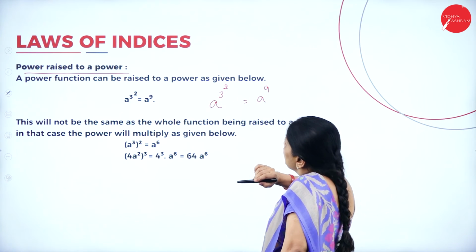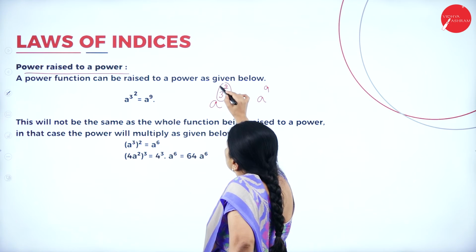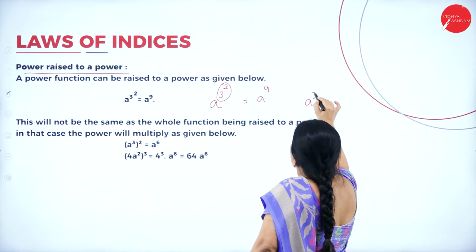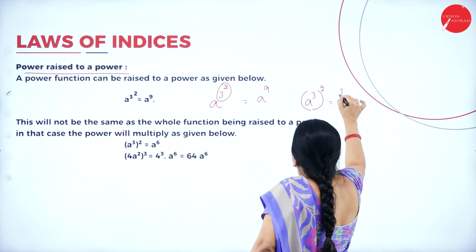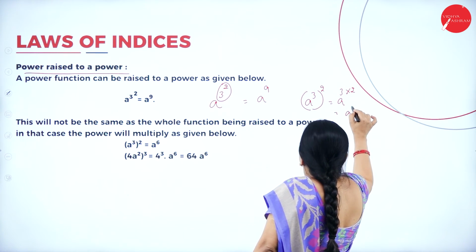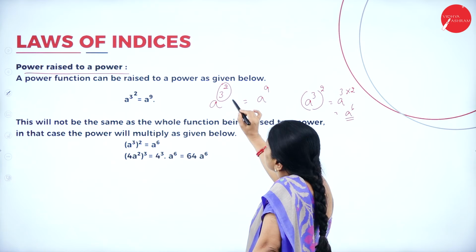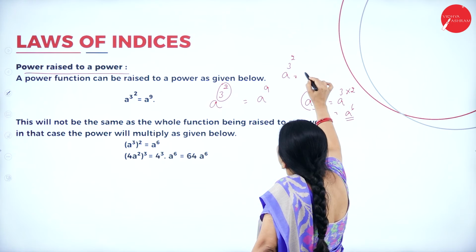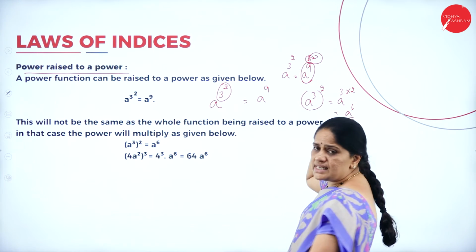Why did I get a to the power of 9 here? Because it is 3 squared. So, I cannot multiply this 2 into 3. Why can I not multiply? Because there is no bracket here. If there is a bracket, then I can write a to the power 3 into 2, that is a to the power of 6. But since there is no bracket here, they have simply written a to the power 3 squared. So, this means a to the power of 9, that is 3 into 3 I have to do, and as a result I am getting 9.